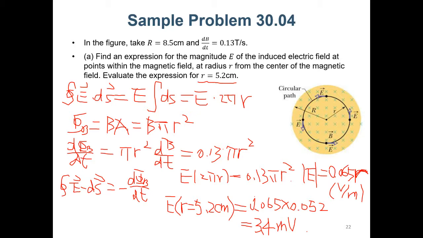Because it asks about the magnitude, and magnitude is always positive. Magnitude of E. Unless it asks about the direction, then you need to determine the direction in some way.